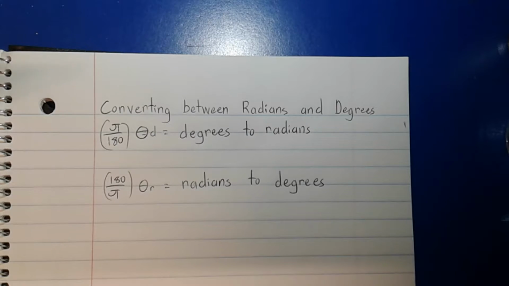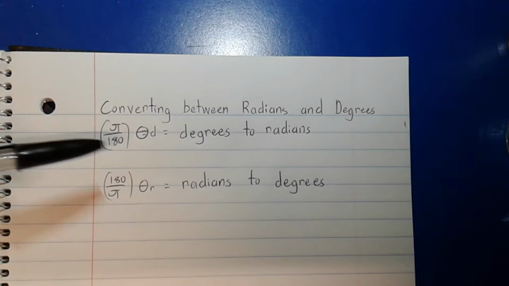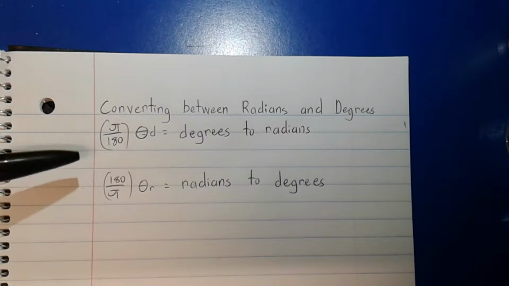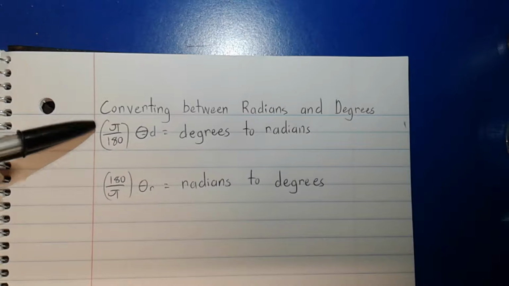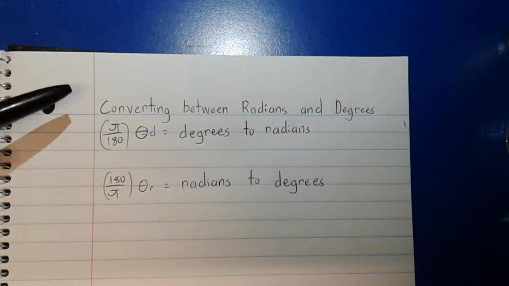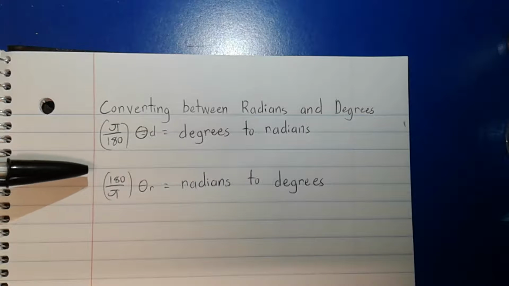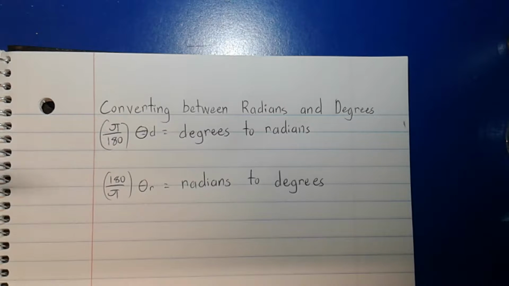So today I'm going to be going over how to convert between radians and degrees. The formula for converting from degrees to radians is multiplying the degrees by pi over 180, and converting from radians to degrees would be multiplying it by 180 over pi.